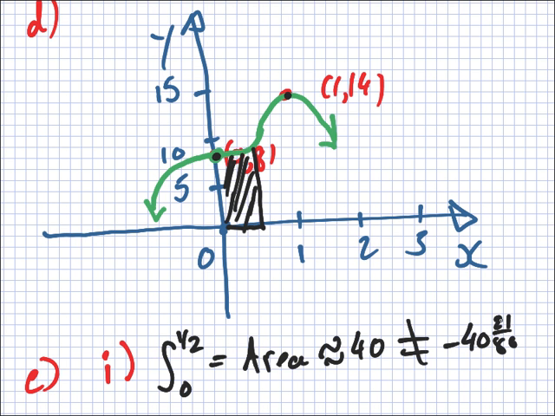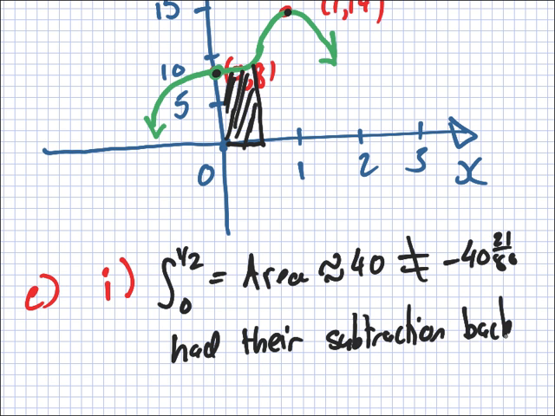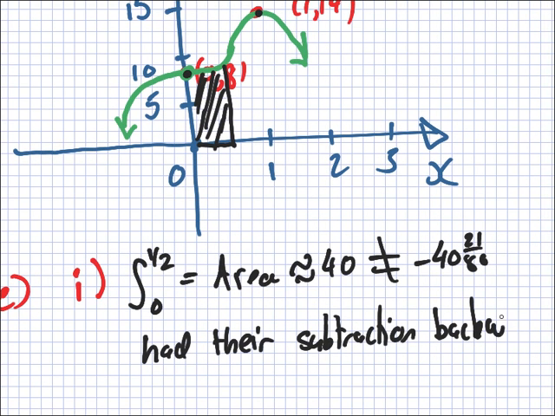So what do you think the student did wrong here to get such an answer? Like, we were thinking the answer should be roughly 40, and they got roughly minus 40. So what mistake did they make? Yeah, in other words, they had their subtraction backwards. They put the numbers in the wrong way around. You're supposed to do a half minus 0. That's it, yes.